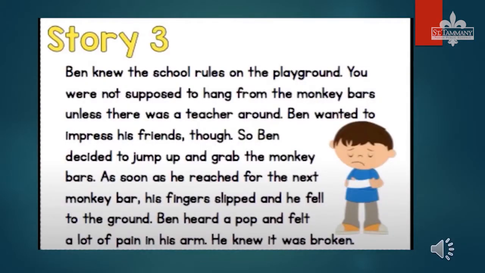Story 3. Ben knew the school rules on the playground. You were not supposed to hang from the monkey bars unless there was a teacher around. Ben wanted to impress his friends, though, so Ben decided to jump up and grab the monkey bars. As soon as he reached for the next monkey bar, his finger slipped and he fell to the ground. Ben heard a pop and felt a lot of pain in his arm. He knew it was broken.